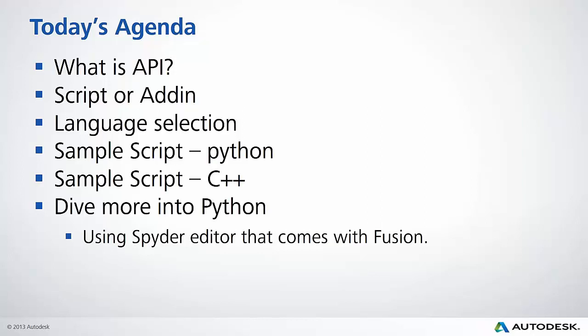So happy Friday, everybody. First I want to start off with talking about what we're going to do agenda-wise, and then we'll get into it. First I want to look at what is API, talk about the difference between scripts and add-ins, and then look at the different languages, which are only 2 right now, that we can do scripts and add-ins in Fusion with, and then we'll get into actually creating a script in Python using the Spider editor.